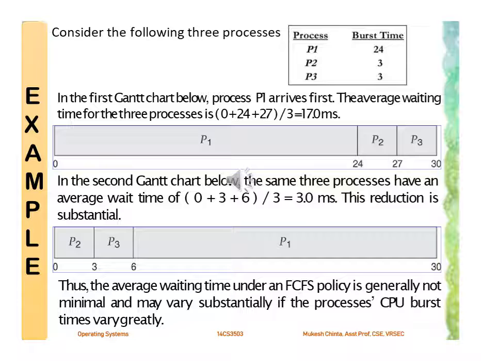Then in the second chart below, the same three processes have an average waiting time: 0 plus 3 plus 6, divided by 3. How many processes are there? There are three processes. So 9 divided by 3 is 3.0 ms, and this reduction is substantial. The order is P2, P3, and P1.